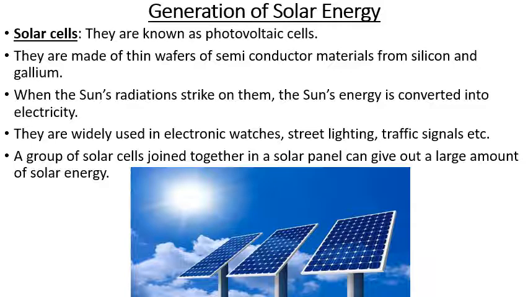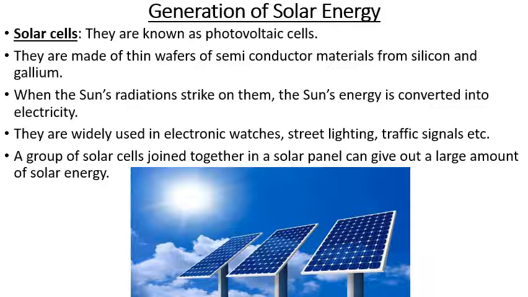Here once again, how is solar energy generated with the help of solar cells? These solar cells are also known as photovoltaic cells. Solar cells are made of thin wafers of semiconductor materials from silicon and gallium. Then when the sun's radiations strike on them, the sun's energy is converted into electricity. So these solar cells are widely used in calculators, electronic watches, street lighting, traffic signals, water pumps. You might have watched street lights and traffic signals also.